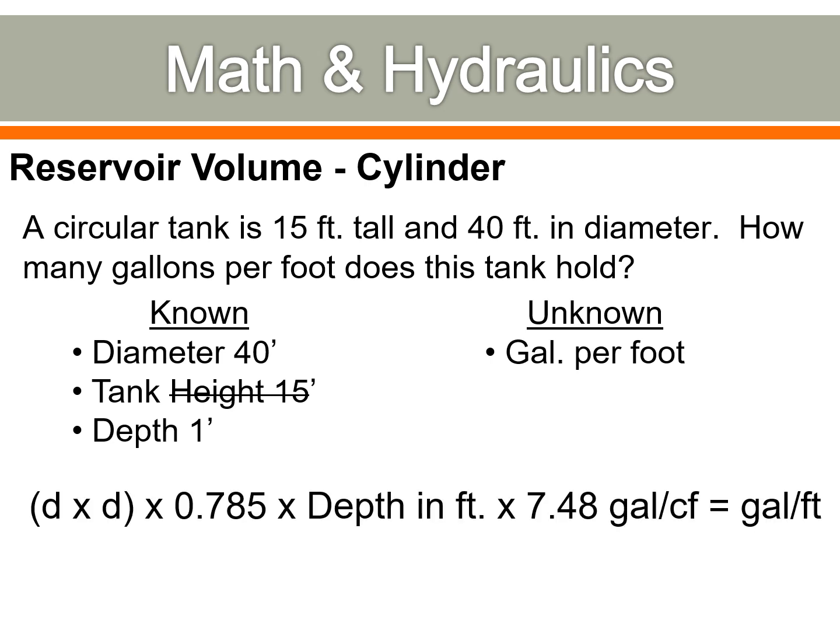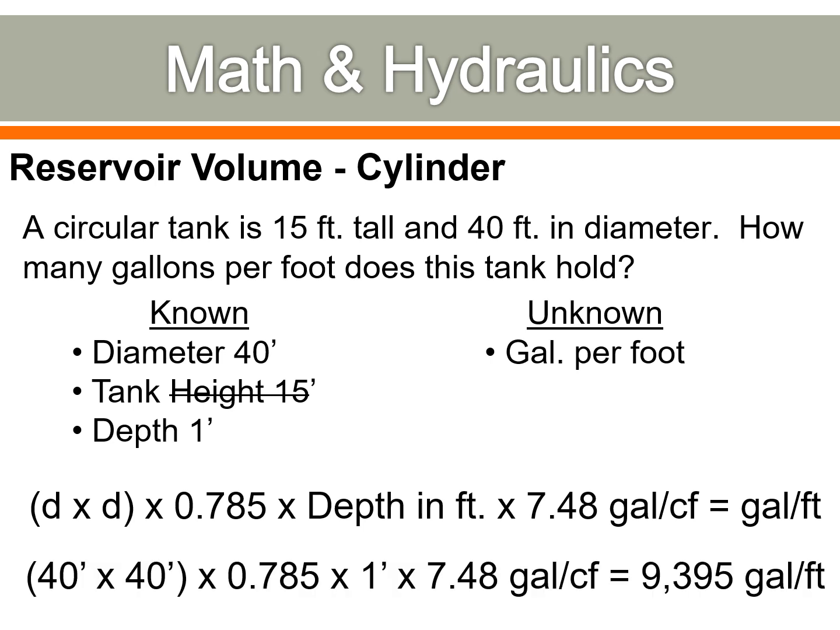So again, diameter times diameter times 0.785 times the depth in feet, in this case it is 1 foot, times 7.48 gallons per cubic foot will give us gallons per foot. If you input all of those numbers correctly, you should have come up with 9,395 gallons per foot.